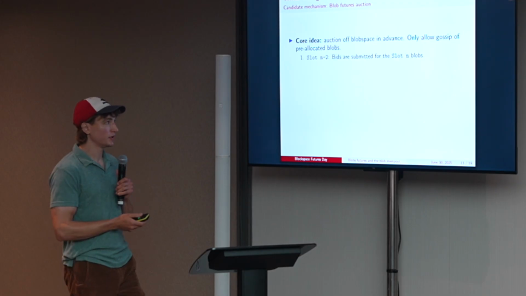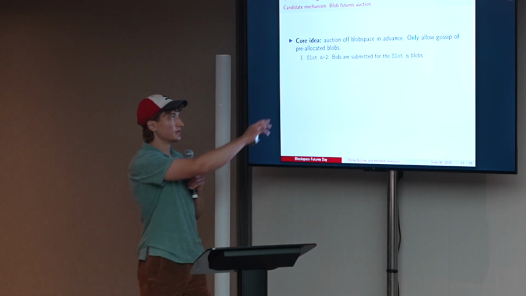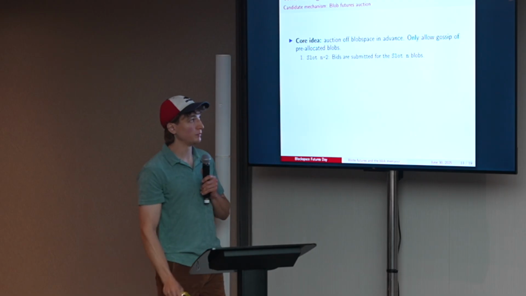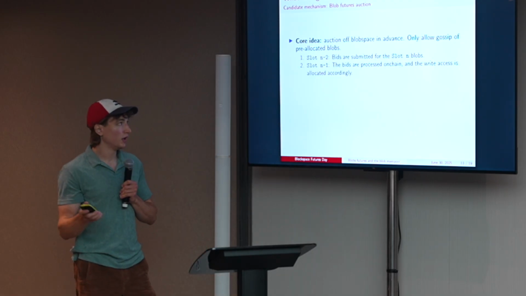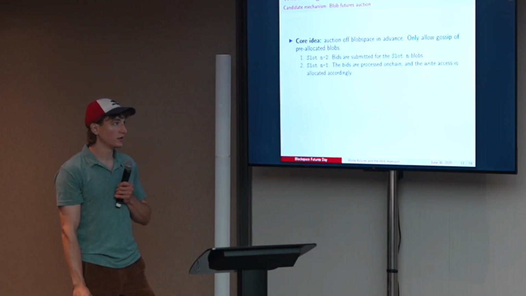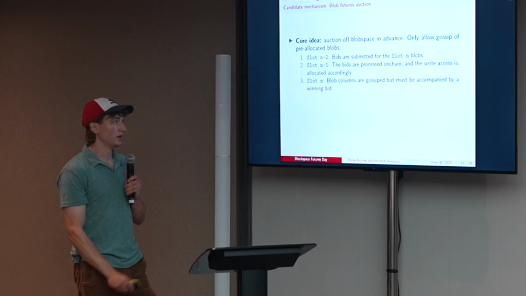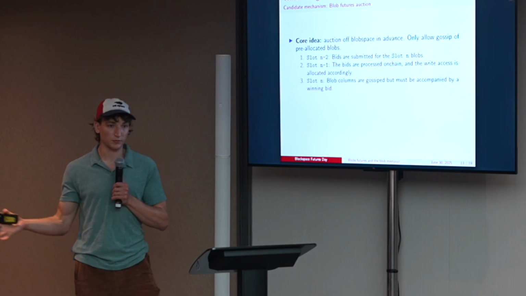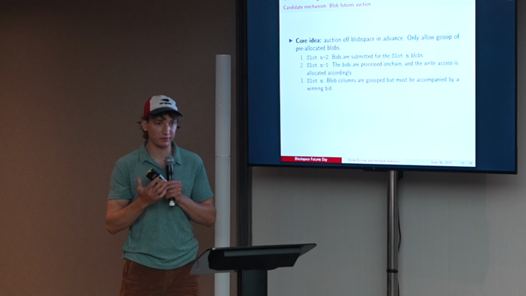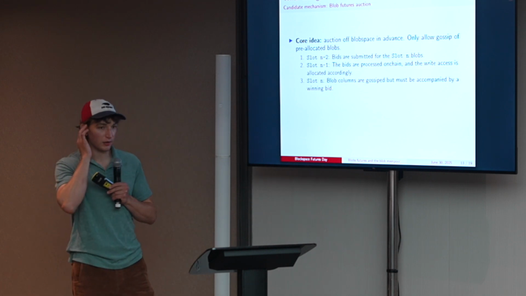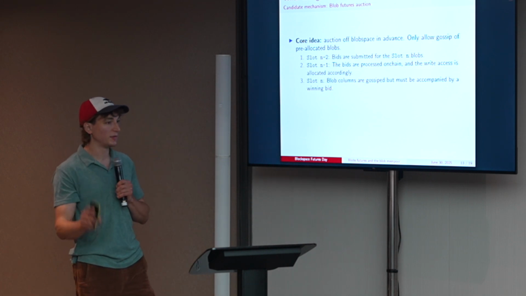I guess there's a very short sketch of how this could work. You could have slot n-2 bids for the slot n blobs. In the subsequent slot n-1, the bids can be processed, and in slot n, the blob columns are gossiped. So this is a very simple version of this where you could actually do the auction on chain. Of course, there's huge design space here.